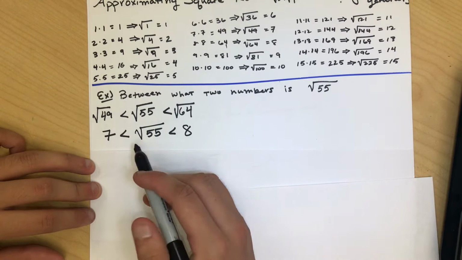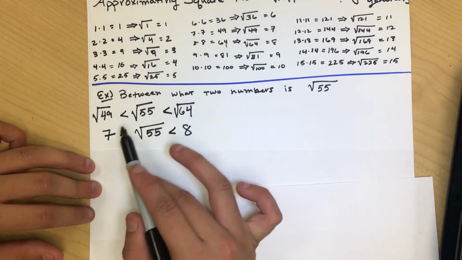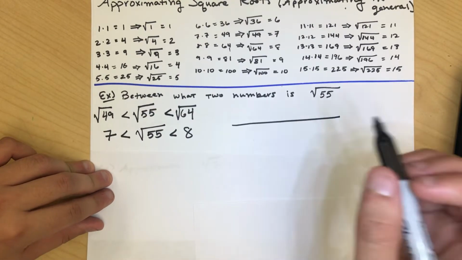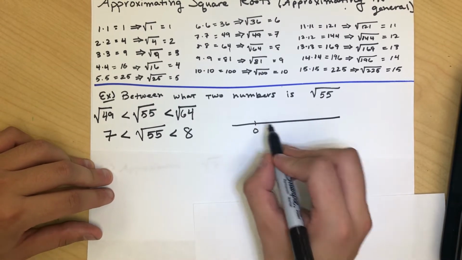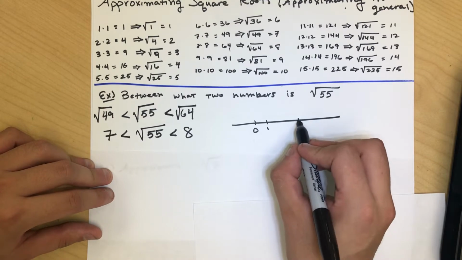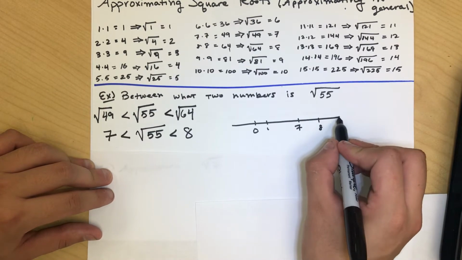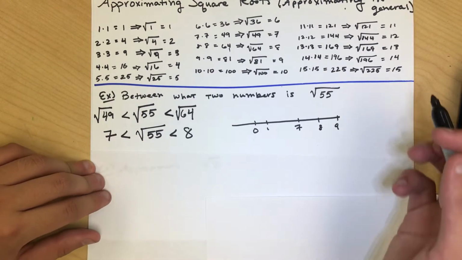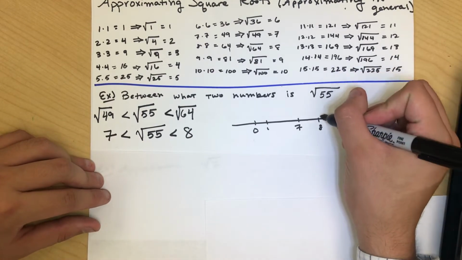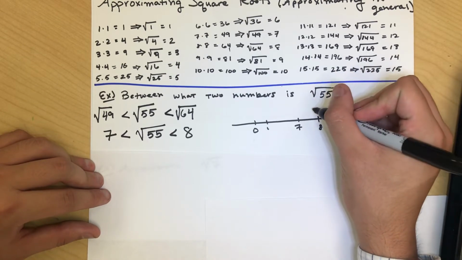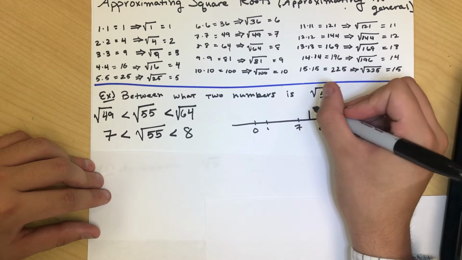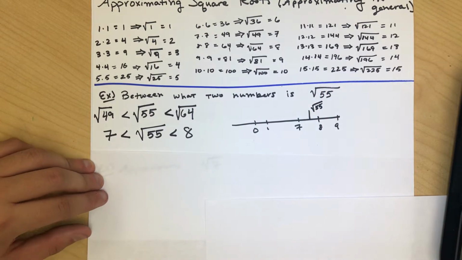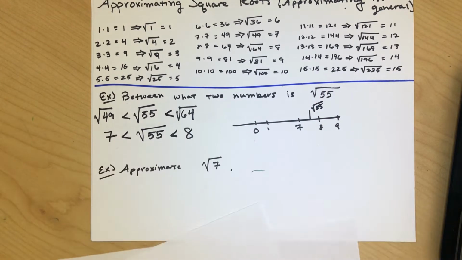So there we go. We know that the square root of 55 is between 7 and 8. So if we were to plot that on a number line, maybe we put 0 here, maybe 1 here, and let's put 7 here, 8, 9, okay? So the square root of 55 is somewhere between 7 and 8. Maybe we don't know exactly where, but we can give a rough estimate. So maybe just right here. Okay, so that's going to be the square root of 55.